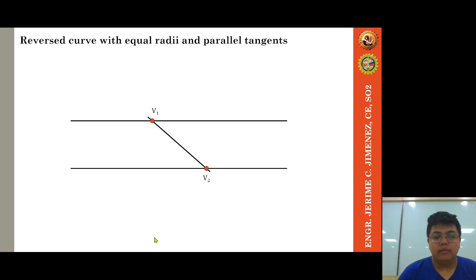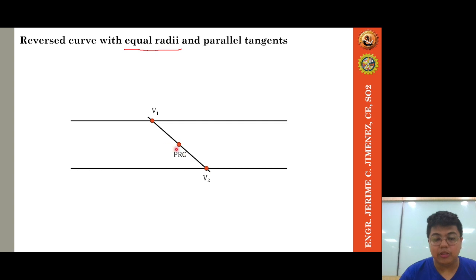Okay? So, in type 1, the radii should be equal. So, we need to position the PRC, or the point of reverse curvature, at the midpoint of V1 and V2. Okay? To assure that the radii of the two curves are equal, we position PRC at the midpoint, in between V sub 1 and V sub 2.